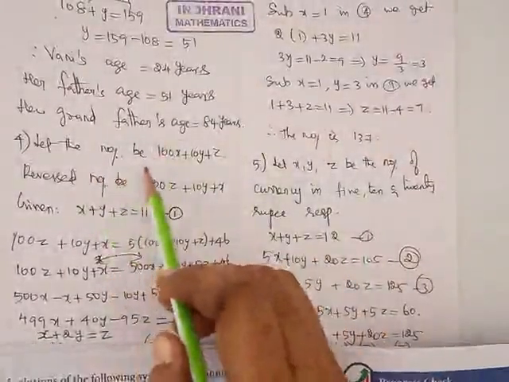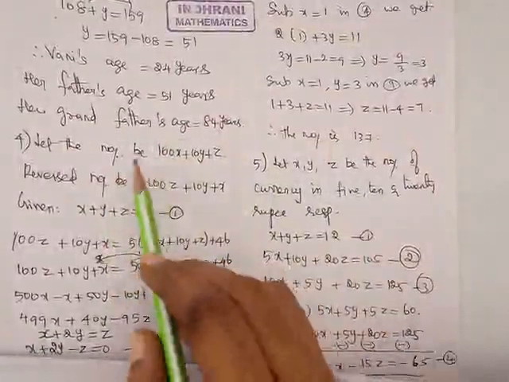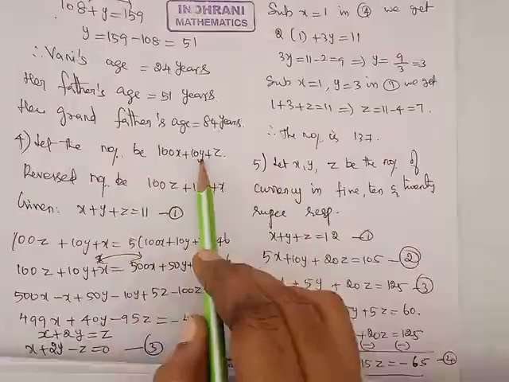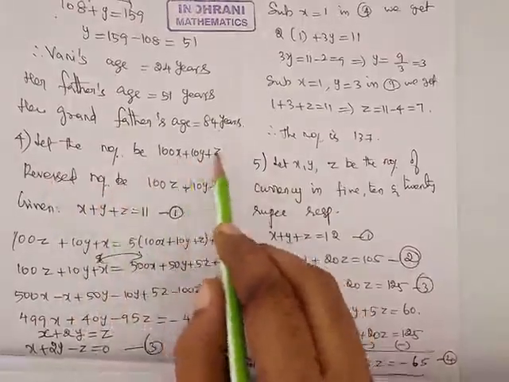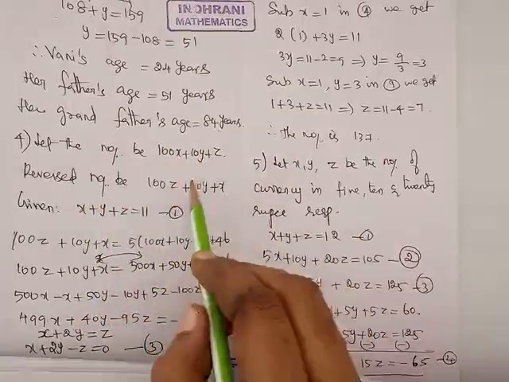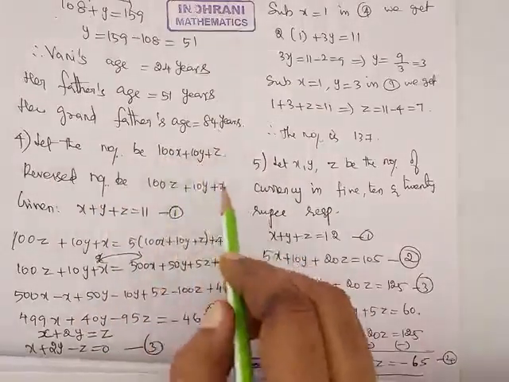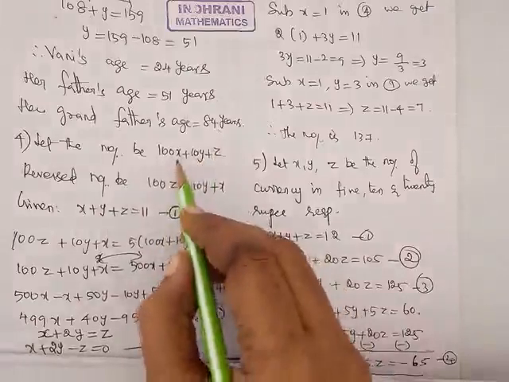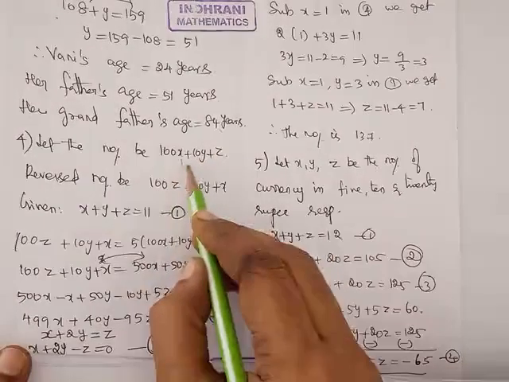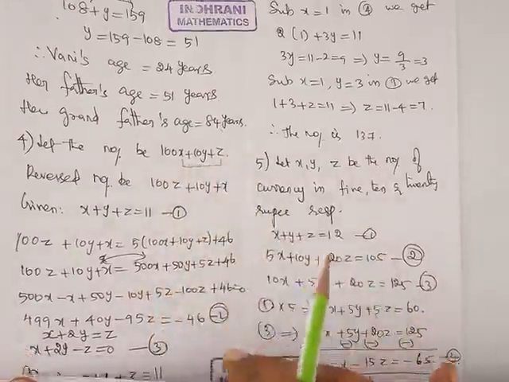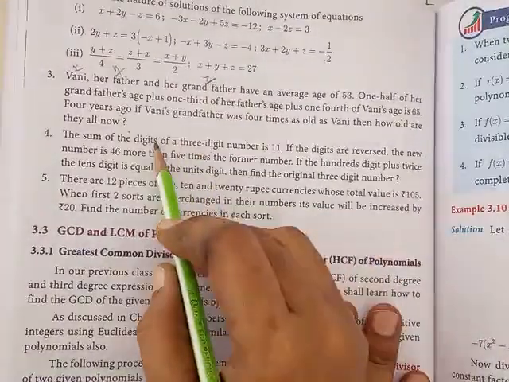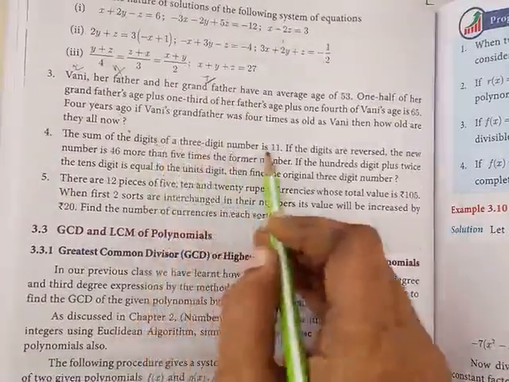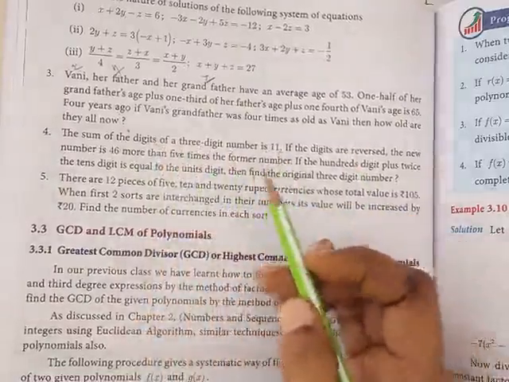So I am going to start now with, let the 3-digit number be 100X plus 10Y plus Z. The reverse number would be, we interchange Z and X, that's all. So 100Z plus 10Y plus X. So reverse number means we interchange only X and Z. Now what is the first condition given? The sum of the digits of a 3-digit number is 11. So your 3-digit number is XYZ.